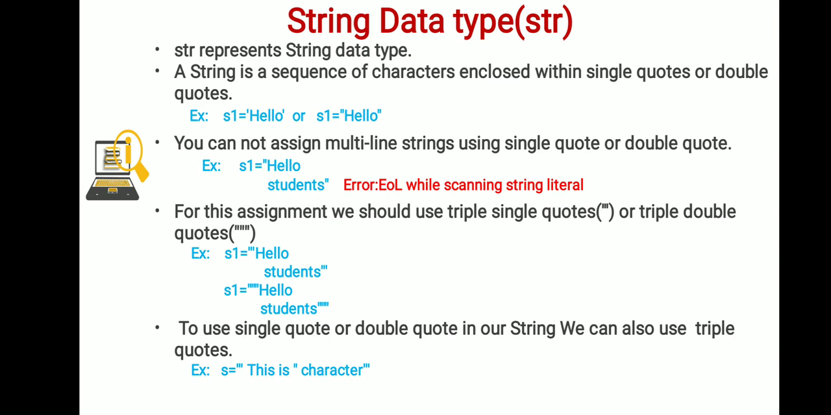Now to use a single quote or double quote inside a string, we can also use triple quotes. See the example. Now I want a double quote as a character in my string. So how do I use this double quote as a character in my string? For this we require either triple single quotes or triple double quotes. See the example: s is equal to this is then a double quote character. So now I am using a double quote as a character in my string.